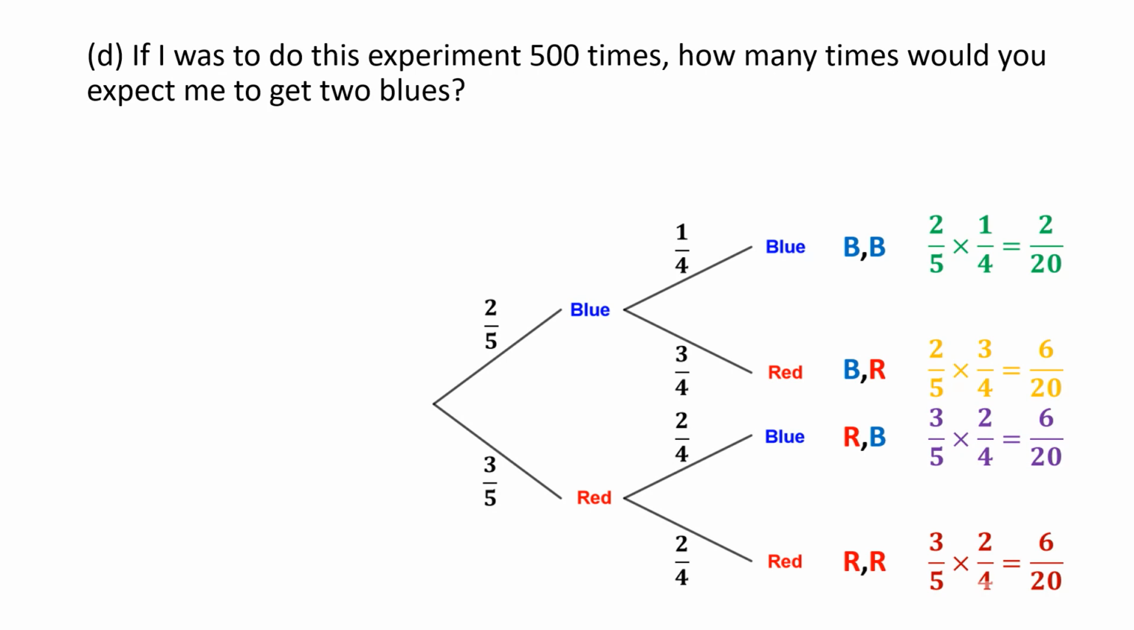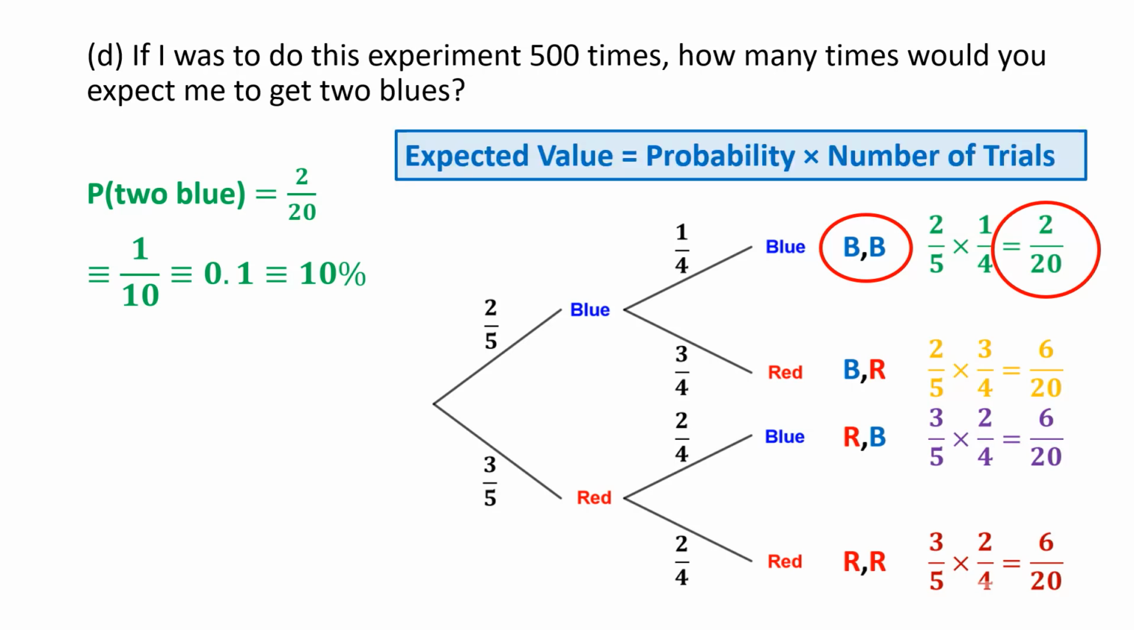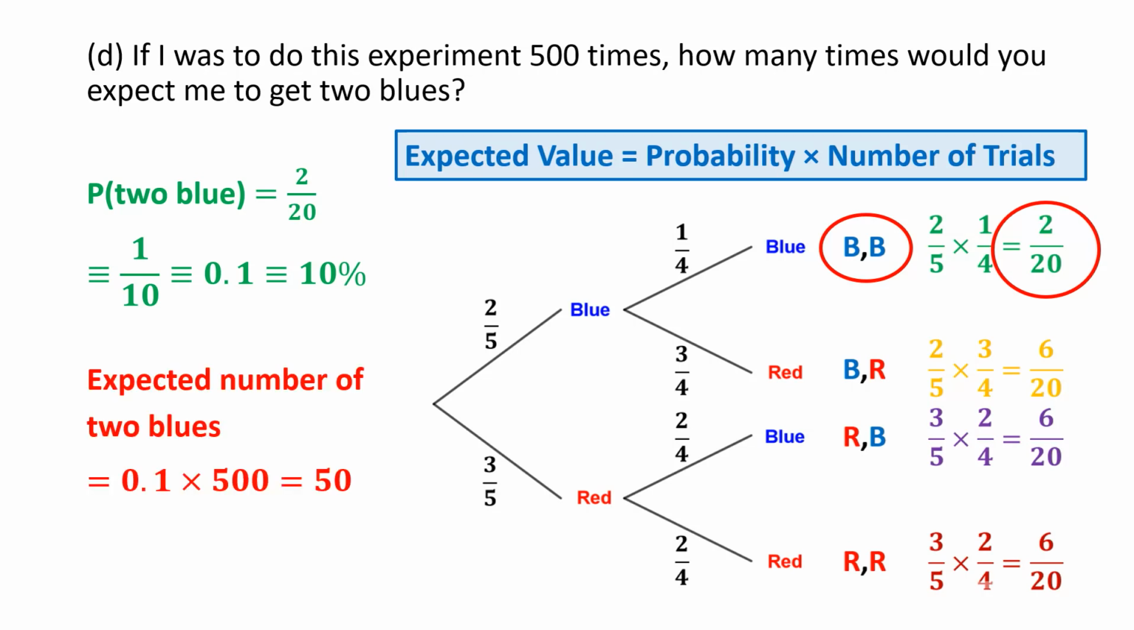All right, if I was to do this experiment 500 times, how many times would you expect me to get 2 blues? Well, we know the probability of 2 blues is 2 chances out of 20. Let's come back to our expected value rule where we take the probability and times it by the number of trials. We're going to multiply the probability by 500 because we're doing it 500 times. So all I'm going to do is take the probability, I'm going to use the decimal 0.1 and times it by 500 to get 50. So if I was to do this experiment 500 times, I would expect 50 of them to come up with 2 blues.